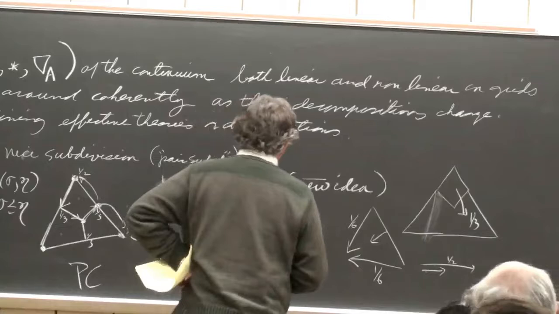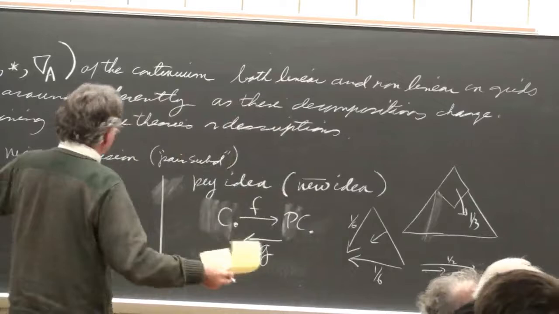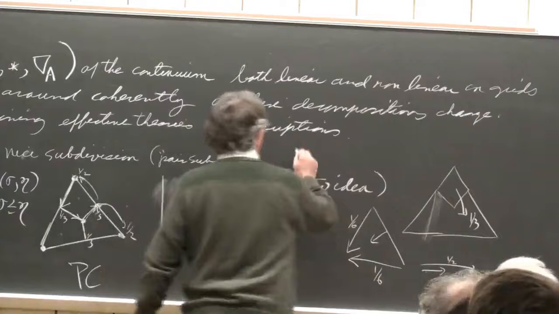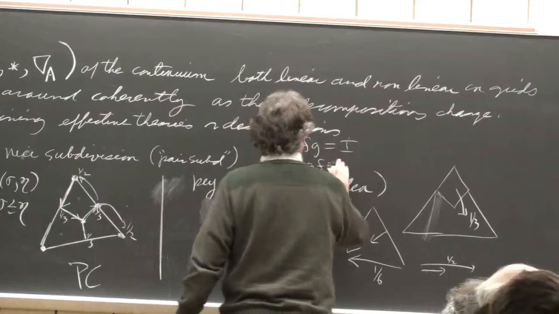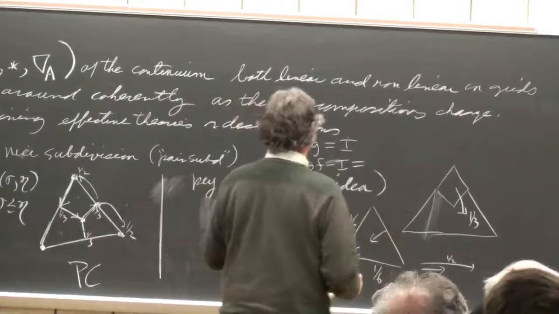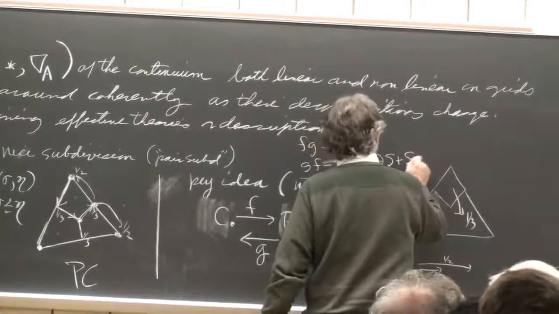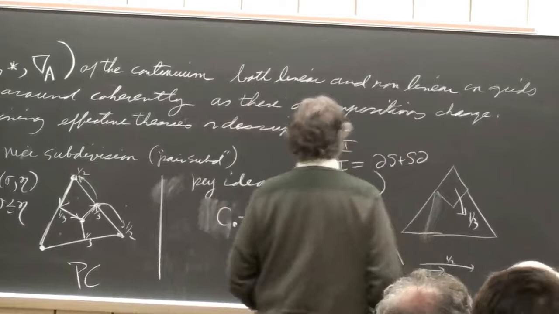And if you do this composition here, well, it can't be the identity because there are more pieces here, so the vector spaces are bigger. But what you get is, the new idea is that FG is the identity, but GF, let's say minus the identity, is chain homotopic to the identity. So you can solve this equation. You can write it in this form. You can write it as a commutator of another operator with the boundary operator.